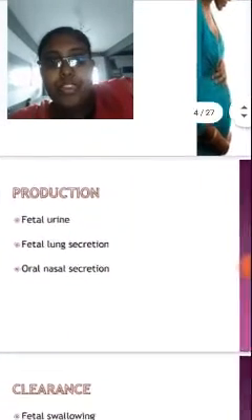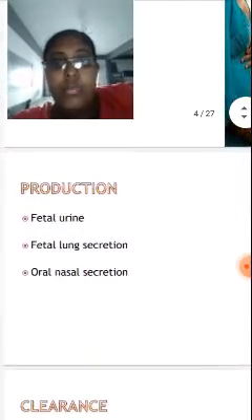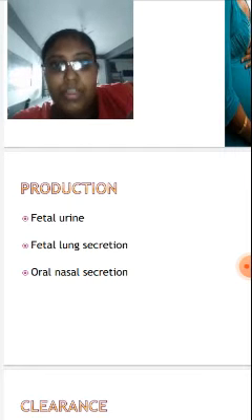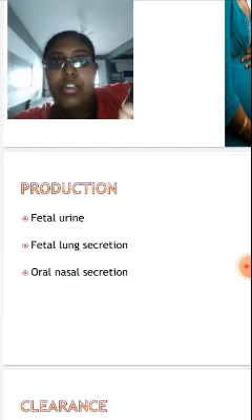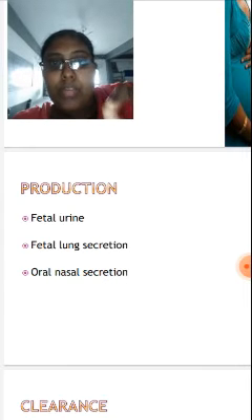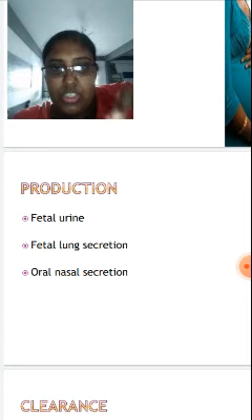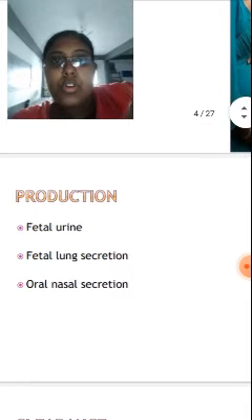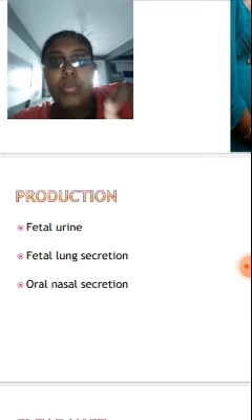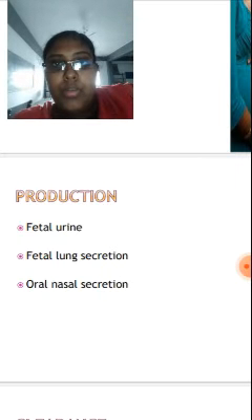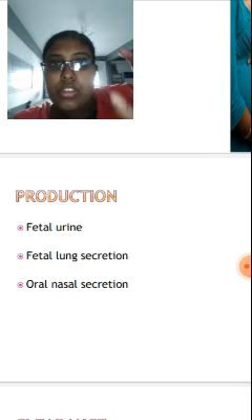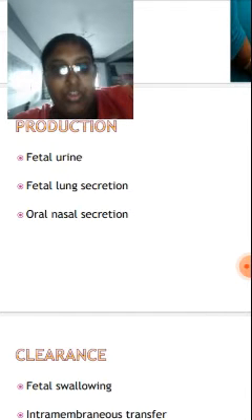So how does the amniotic fluid develop? One component of the amniotic fluid is fetal urine. The baby passes urine and that contributes to the amniotic fluid. Then fetal lung secretions and oral and nasal secretions also contribute. As the fetus grows, the amniotic fluid amount also increases, and by term, 36 to 38 weeks of gestation, it will be around 1 liter.